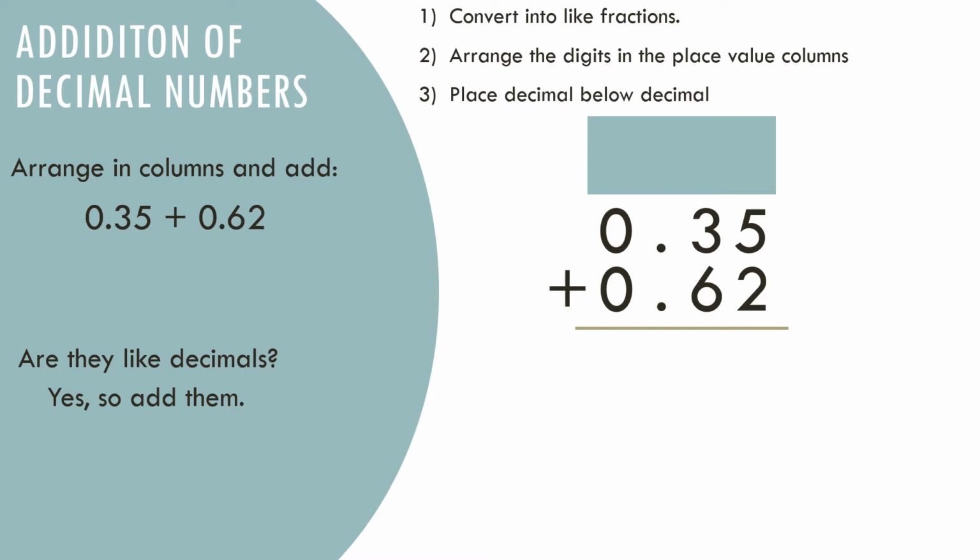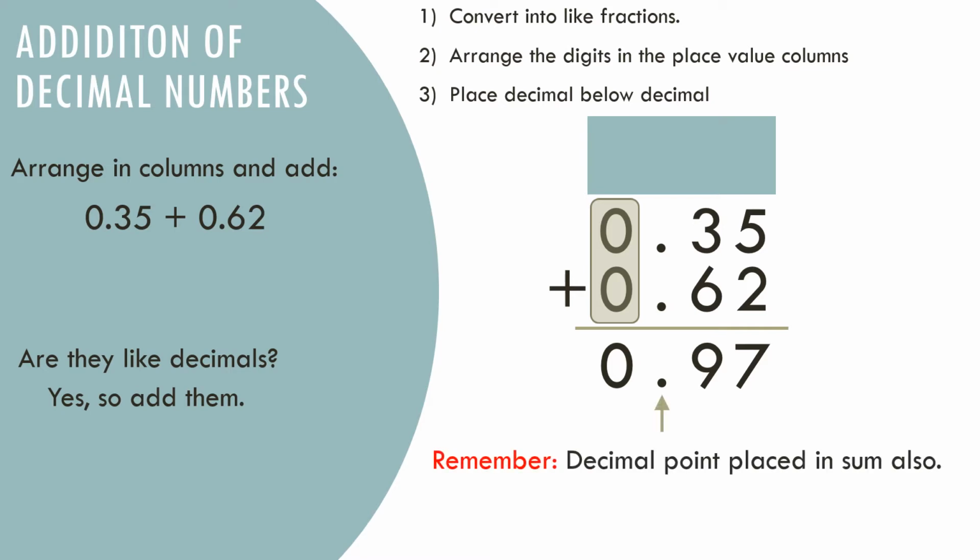As usual, we start our addition from the right. Let's start by adding these two decimal numbers together. 5 plus 2 is equal to 7. Write 7 below 5 and 2. Now add 3 plus 6 is equal to 9. So write 9 below 3 and 6. Then write the decimal point as it is. 0 plus 0 is equal to 0. So write 0 below the line. So the answer is 0.97. Remember, the decimal point is placed in the sum also, otherwise it is 97, which is wrong. The right answer is 0.97.